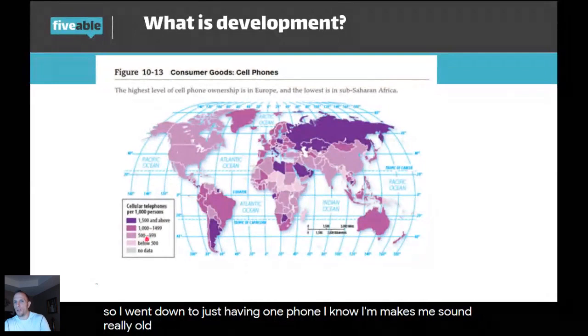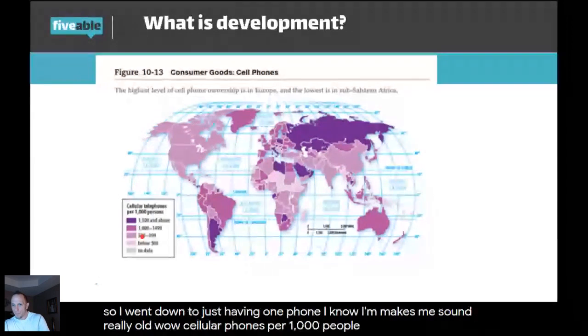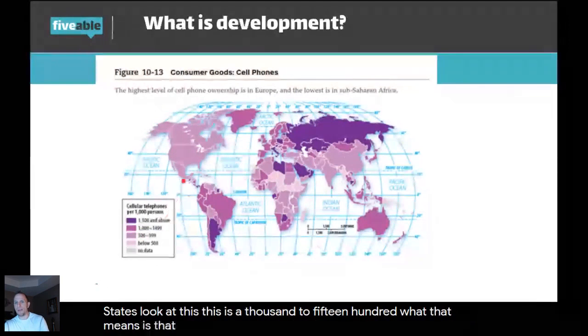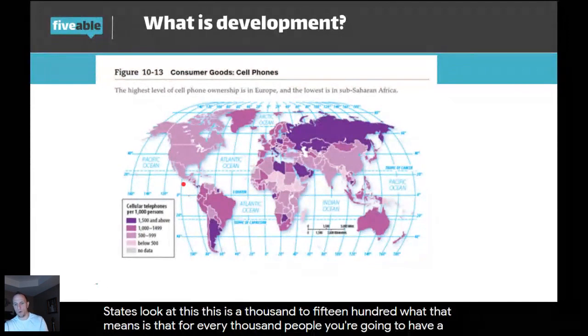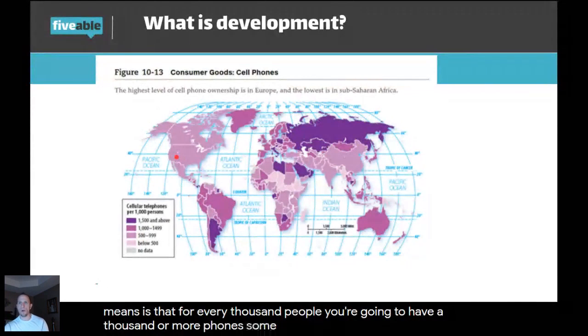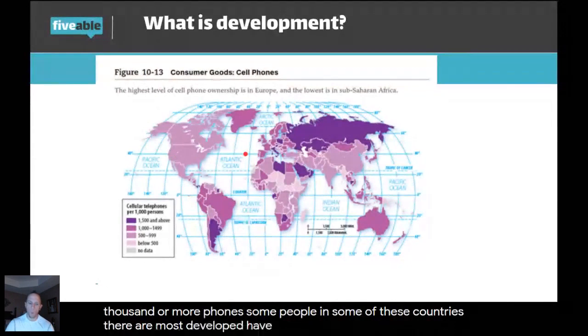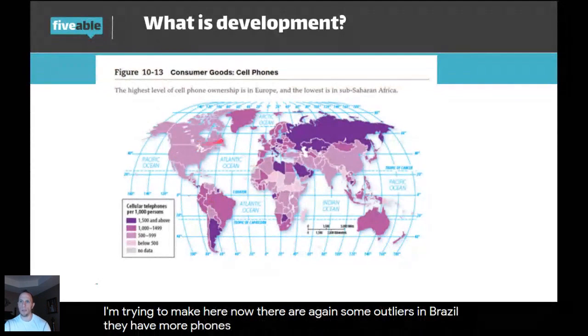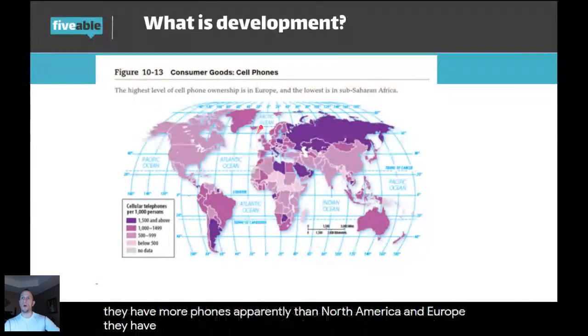But the places where you've got cellular phones per 1,000 people, and even the United States, look at this. This is 1,000 to 1,500. What that means is that for every 1,000 people, you're going to have 1,000 or more phones. Some people in some of these countries that are most developed have more than just one phone, is the point that I'm trying to make here. Now, there are, again, some outliers. In Brazil, they have more phones, apparently, than North America. In Europe, they have the most phones. And there's a few others as well.